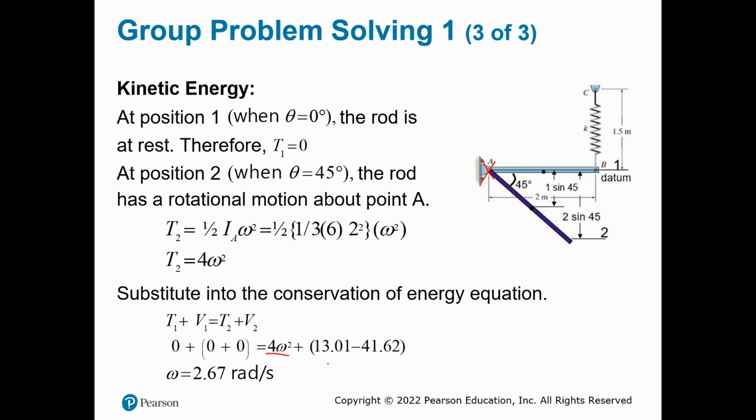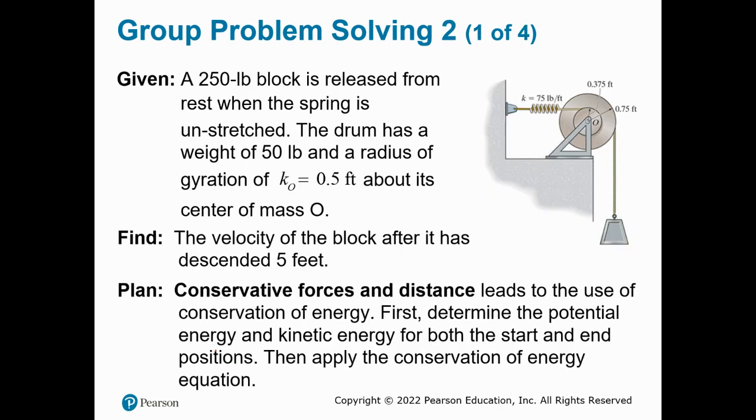So rotational kinetic energy plus the gravitational potential energy and elastic potential energy is the total energy at position 2. Initially it was 0, so we set them equal in equation 1, and then we solve for the value of angular velocity.